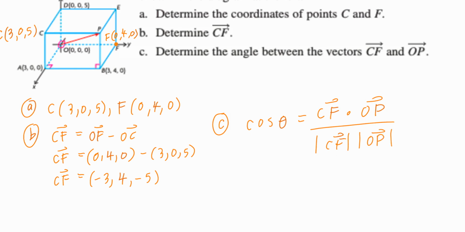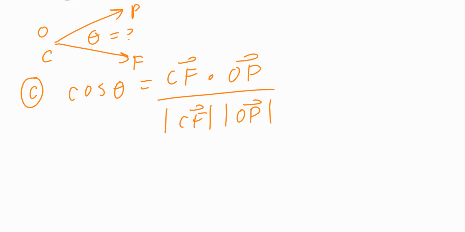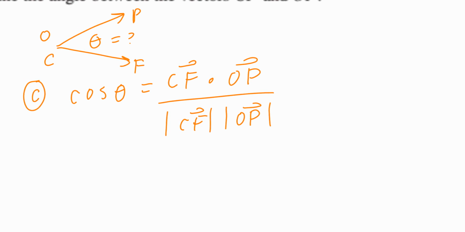magnitude of vector OP. And if you go back to the diagram, CF is going to be right there. OP is going to be right there. So you can translate them, which means it's going to look, roughly speaking, something like that. This is going to be vector OP, and this is going to be vector CF. And your goal is to find the angle between them. Now this diagram is not drawn to scale, so sometimes the angle is going to be acute, sometimes the angle is going to be obtuse, and we'll get to that in a moment.